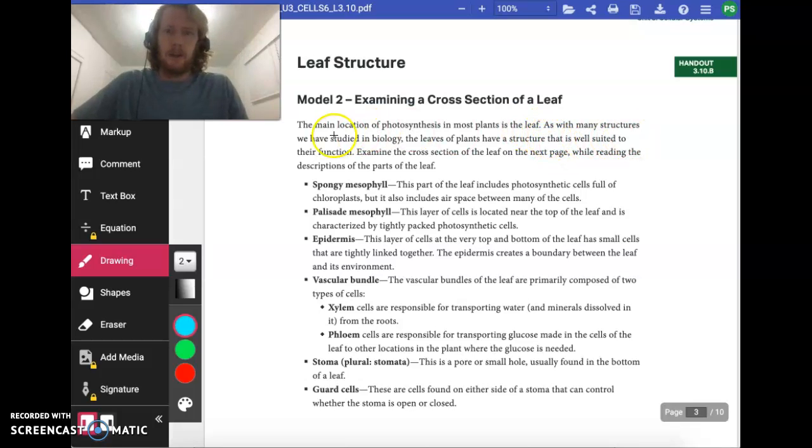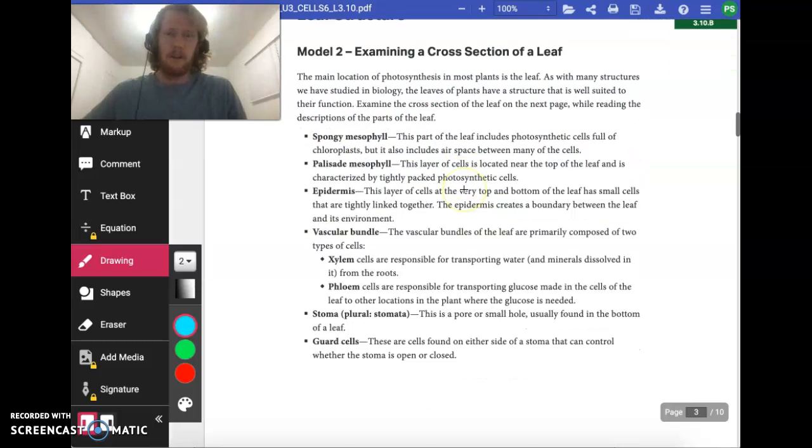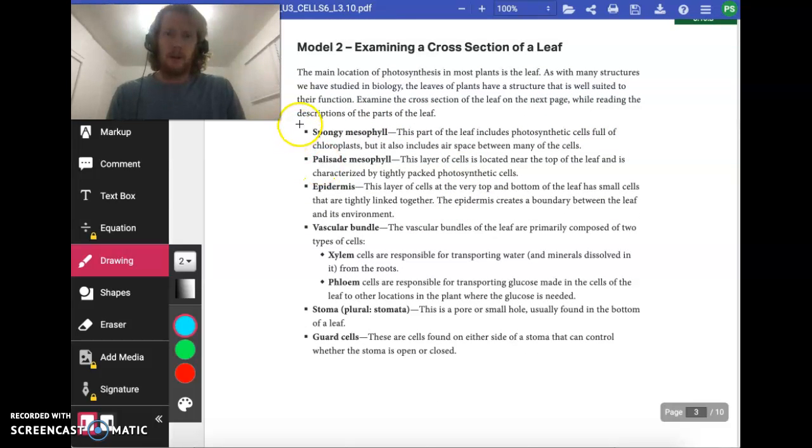As with many structures we have studied in biology, the leaf of plants have a structure that is well suited to their function. So structure and function go hand in hand. Examine the cross-section of the leaf on the next page while reading the description of the parts of the leaf. Okay, so there's different structures here. We have our spongy mesophyll. This part of the leaf includes photosynthetic cells full of chloroplasts, but it also includes air space between many of the cells.